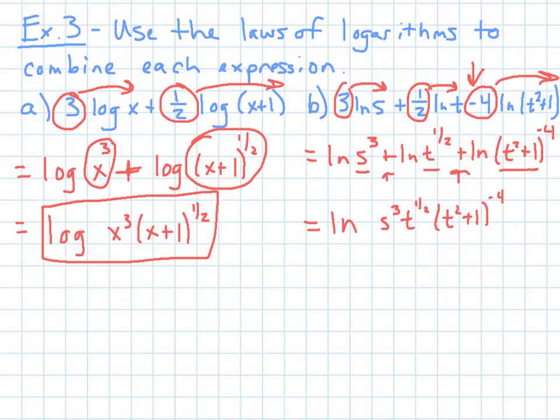Okay, so now I can simplify this a little bit because of the negative. That tells me it should move down, so it makes it a fraction. So then I can write ln of s cubed t to the 1/2 over t squared plus 1 to the 4th power. Okay, and so then you get the division properly where it's supposed to go, and then you never have to think about where it should or should not go if you need to check your stuff. Okay, so that makes it a lot easier.